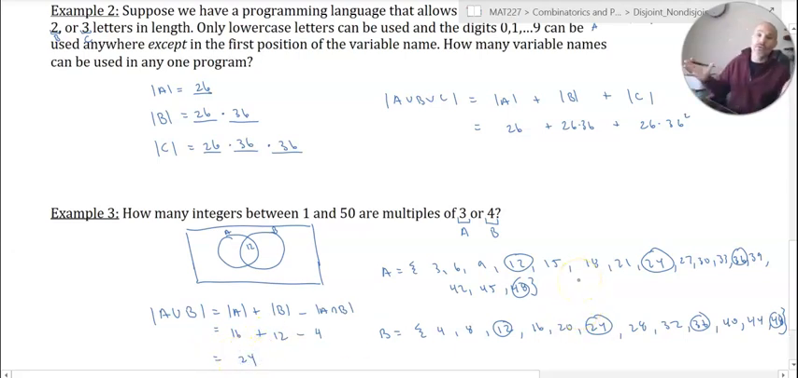So this is how we use disjoint and non-disjoint counting, even when we're grouping. So we learned that we could count the number of groupings, and now we realize that sometimes we need to count the number of groupings multiple times, like 1, 2, or 3 character variables, or where we have numbers that are multiples of 3 or multiples of 4.